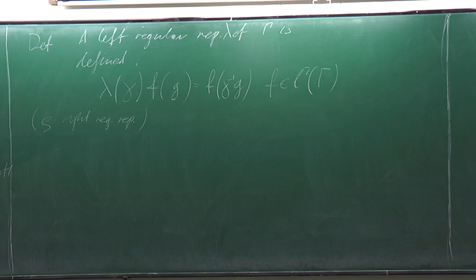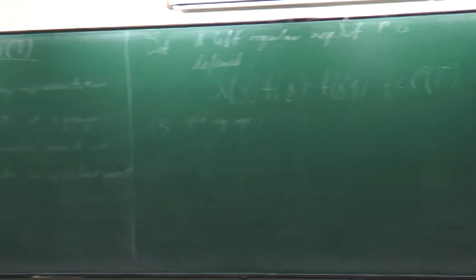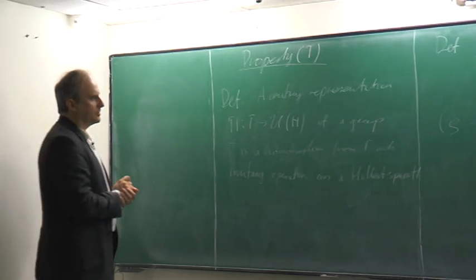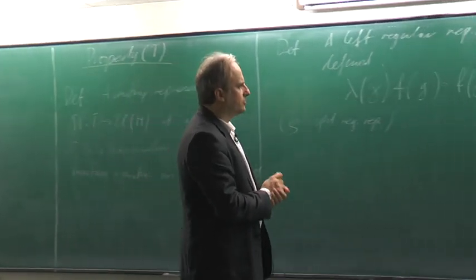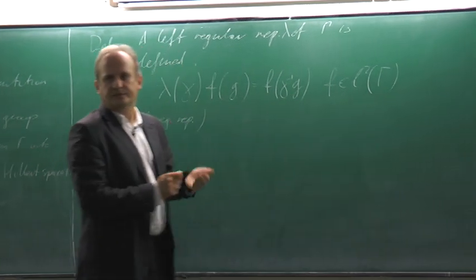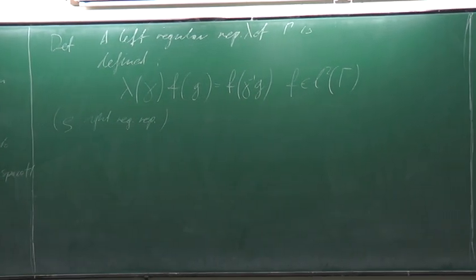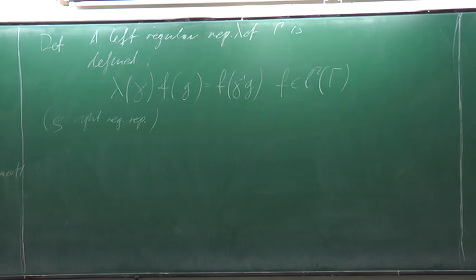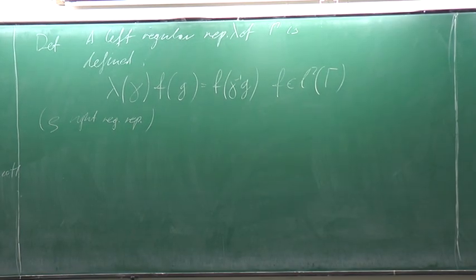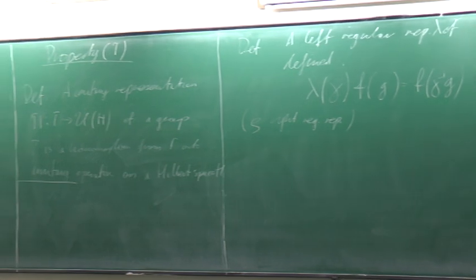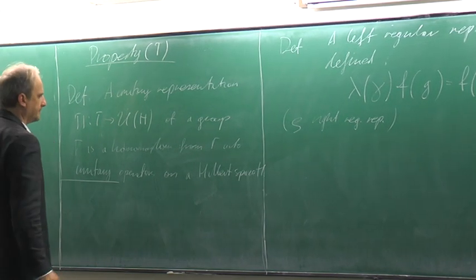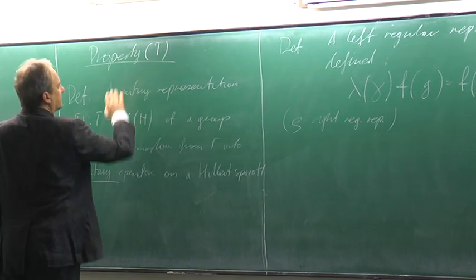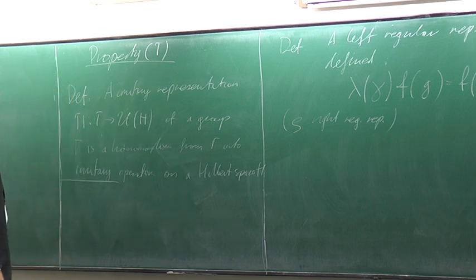The left regular representation is an example of a unitary representation of a group, since the L2 norm of the function is preserved under translations. Right. And now comes an interesting definition, which is really the center, pointing to a very important phenomenon, and it's at the heart of the definition of property T.